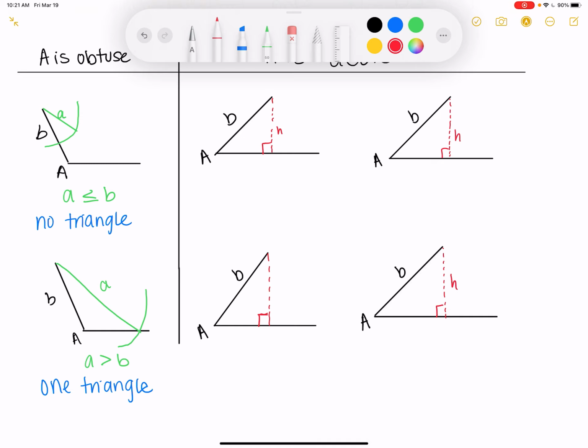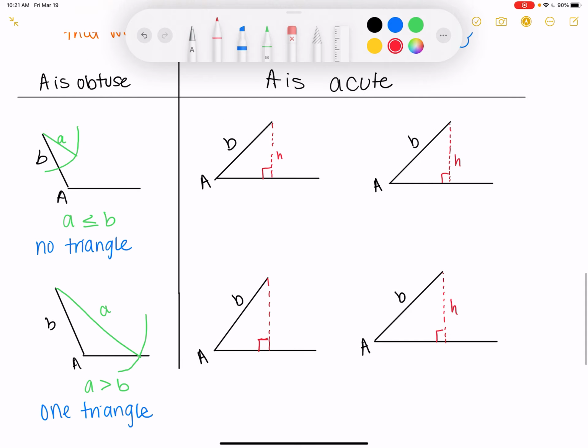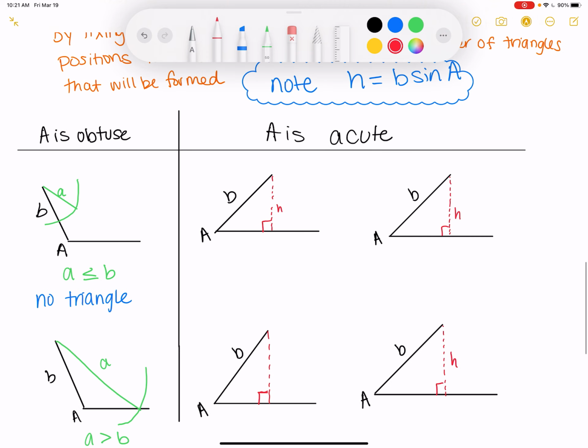A question. So the little H's only go with the acute ones, right? Yes. There's only an H on these 4 over here on the right. And the H again comes from this formula here, given the pieces of information we have. When we go through and do problems, it may not be side B and angle A. But the angle we're given always goes with the side that doesn't have an angle given with it.